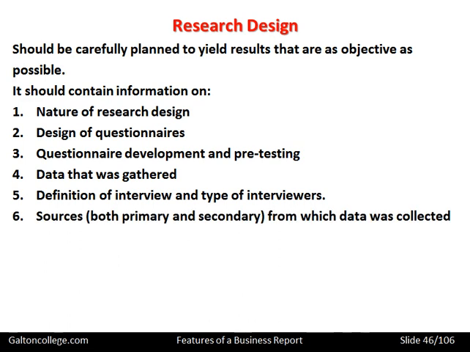Sources, both primary and secondary, from which the data was collected, should be discussed. Primary sources of information in business are very valuable because they give a unique insight into a situation. So if a company conducts primary research into customer needs, it has information that its competitors do not have. Secondary information is available to everybody, so the competitors can get it the same as the company. But primary information has a uniqueness.